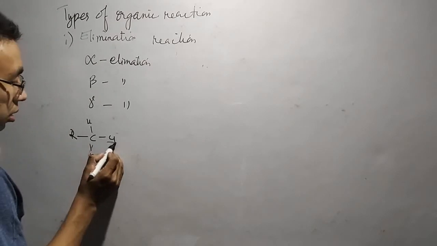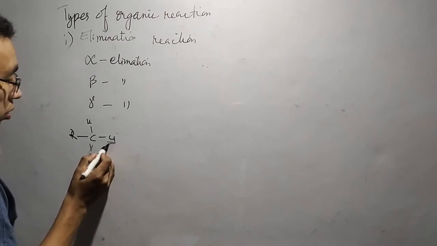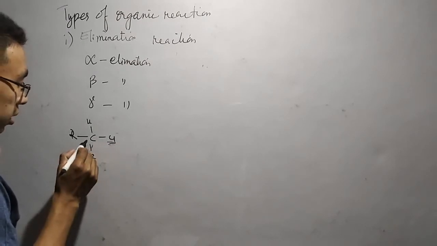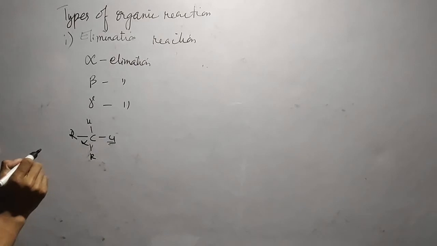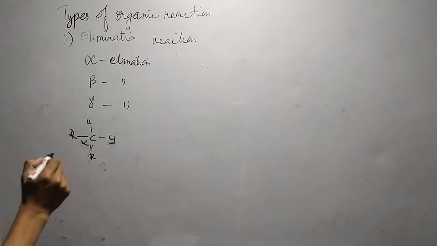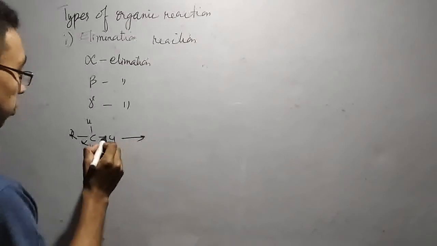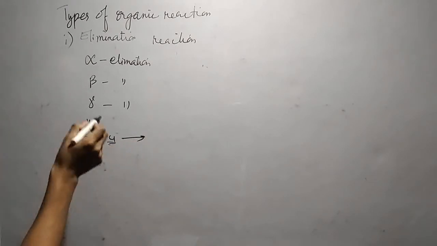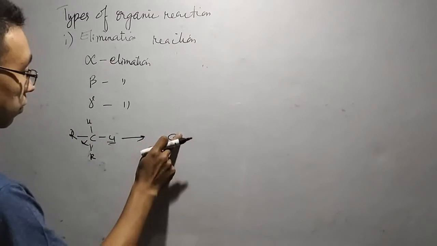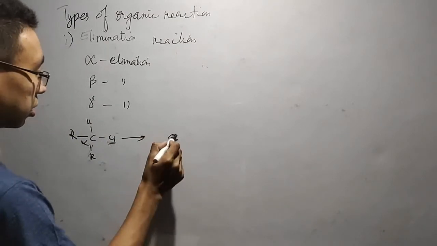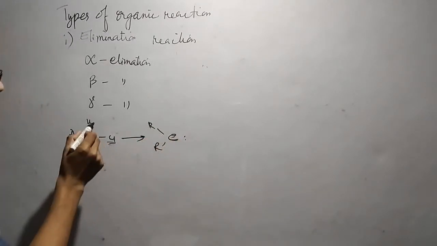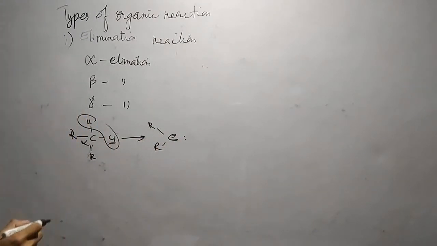Now see, this is a heteroatom, okay. So the first carbon atom that is attached to the heteroatom is named as alpha carbon atom, okay. This one is alpha carbon atom. Now on removal of the atoms, for the alpha elimination, it will give carbene, okay. What happens? These two will be removed.